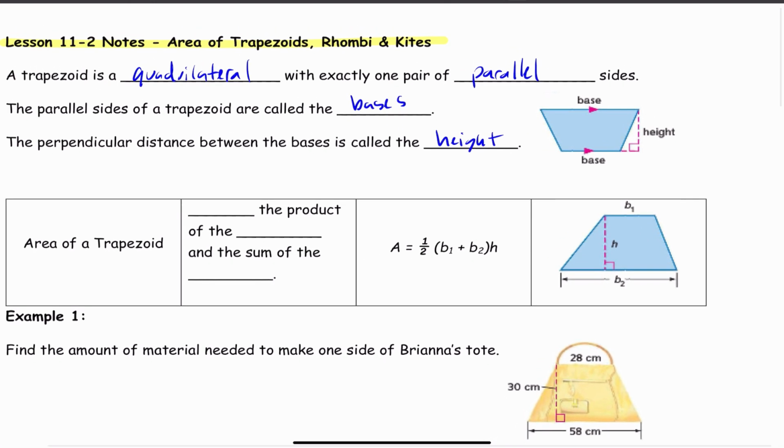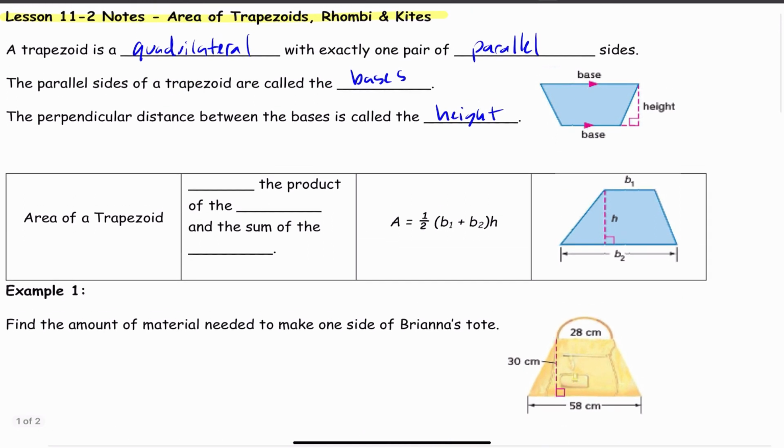So here's my trapezoid. It's a quadrilateral, meaning it has 4 sides, and with a trapezoid it has exactly one pair of parallel sides. Those parallel sides are what we call the bases, and we have the height here, which is perpendicular to the two bases. So that's basically the general idea of a trapezoid.